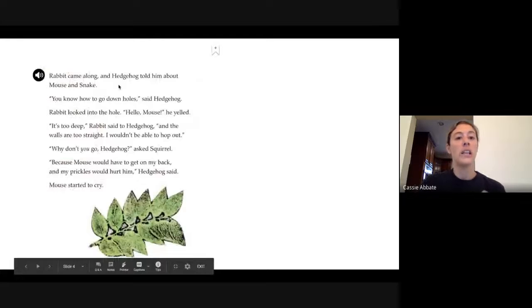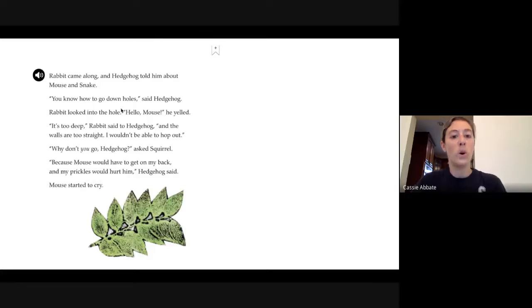Rabbit came along, and Hedgehog told him about Mouse and Snake. You know how to go down holes, said Hedgehog. Rabbit looked into the hole. Hello, Mouse, he yelled. It's too deep, Rabbit said to Hedgehog, and the walls are too straight. I wouldn't be able to hop out. Why don't you go, Hedgehog? Asked Squirrel. Because Mouse would have to get on my back and my prickles would hurt him, Hedgehog said. Mouse started to cry.